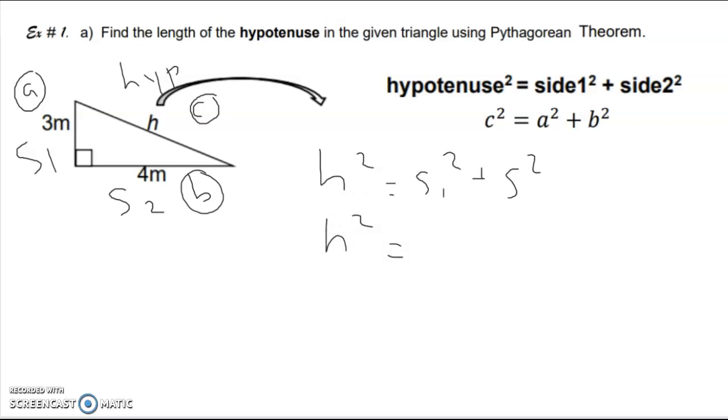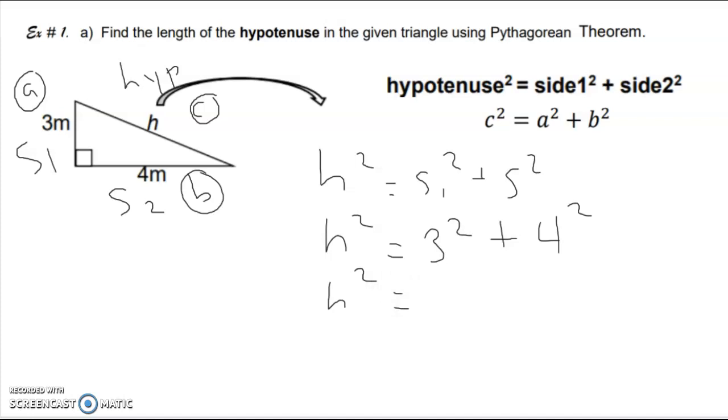Now, our side 1 is over here. That's 3 meters. So I'm going to call it 3 squared. And then plus side 2 is over here. And that's 4 meters squared. So I'm going to write plus 4 squared. Next step, we keep our h squared there, our equal sign lined up.